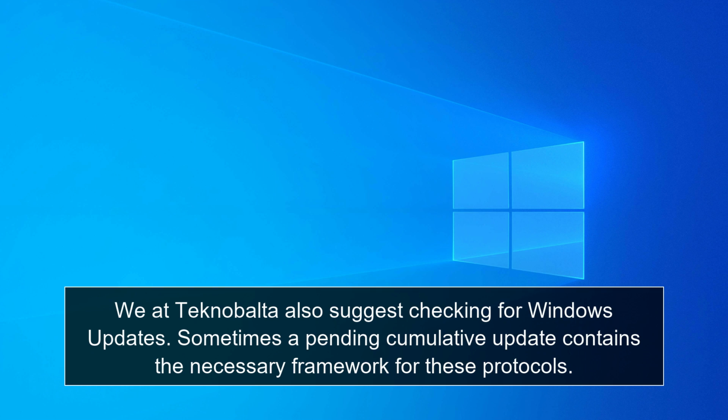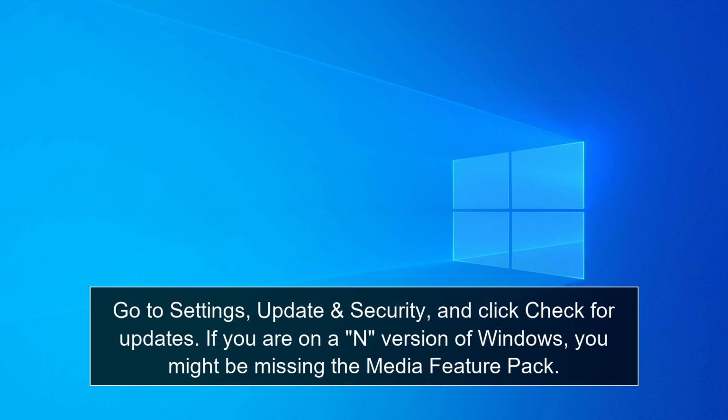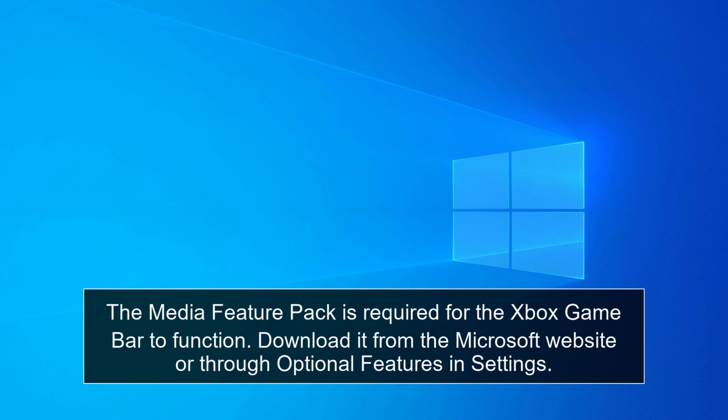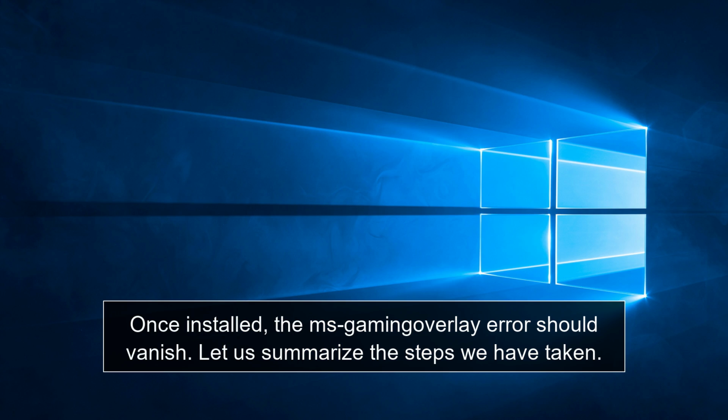We at Teknobalta also suggest checking for Windows updates. Sometimes a pending cumulative update contains the necessary framework for these protocols. Go to Settings, Update and Security, and click Check for updates. If you are on an N version of Windows, you might be missing the Media Feature Pack. The Media Feature Pack is required for the Xbox Game Bar to function. Download it from the Microsoft website or through optional features in Settings. Once installed, the MS Gaming Overlay error should vanish.